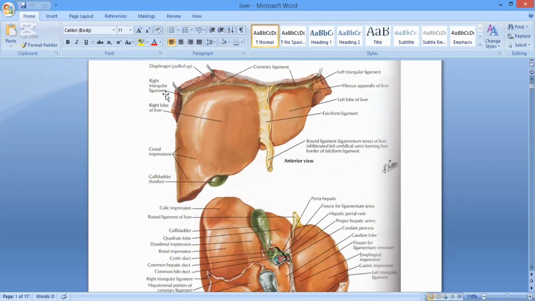And as I told you before, this diaphragm separates it above, on the right side, from the right lung and the pleura, and here this is the region where it separates it from the pericardium and the heart, right?